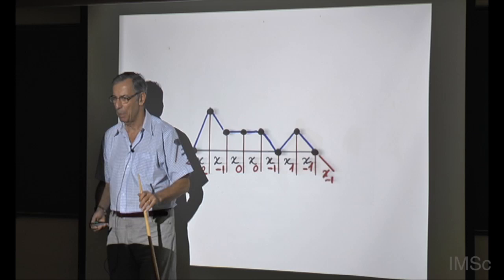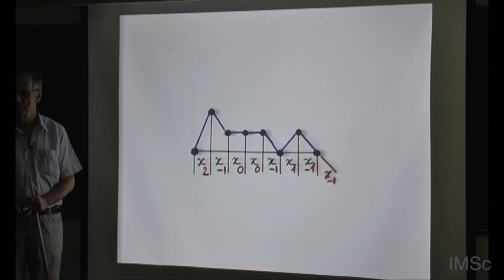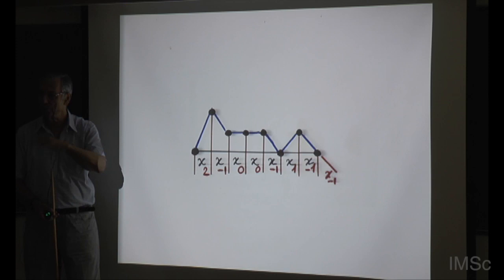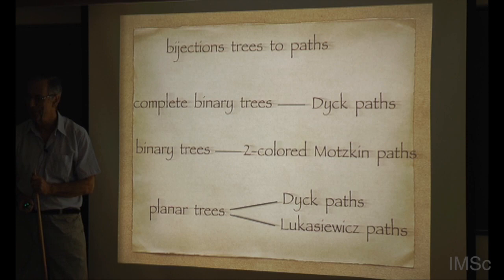So these are the main bijections we need. We have seen bijections from trees to trees. We have seen bijections from paths to paths. And now four new bijections for you, from trees to paths.